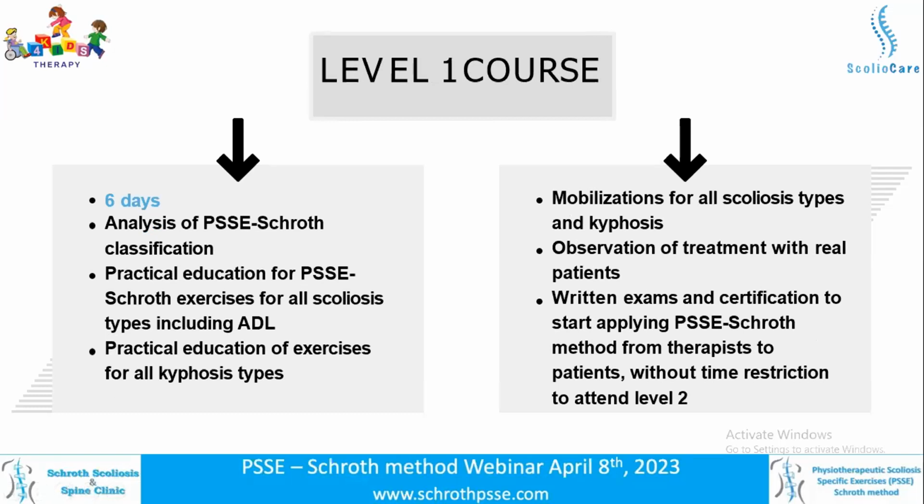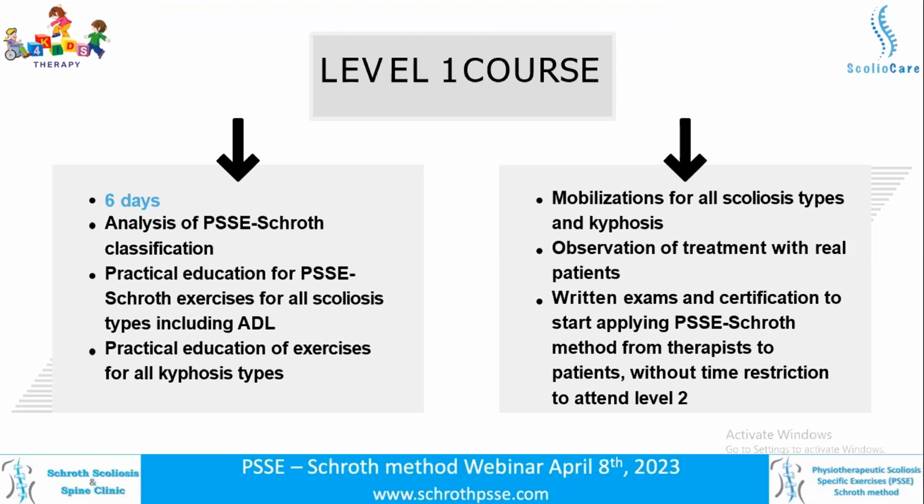Level 1 course is a 6-day practical course. It focuses on analysis of PSSE-Schroth classification, and the participants will be able to decide what type of exercise to perform for each patient and their ability to achieve overcorrection or not. The practical education of all scoliosis and kyphosis types will be under the supervision of the instructor. It also includes observation of treatment with real patients.